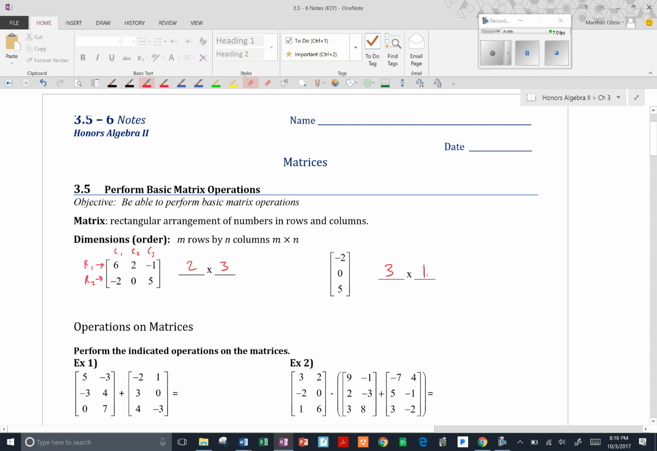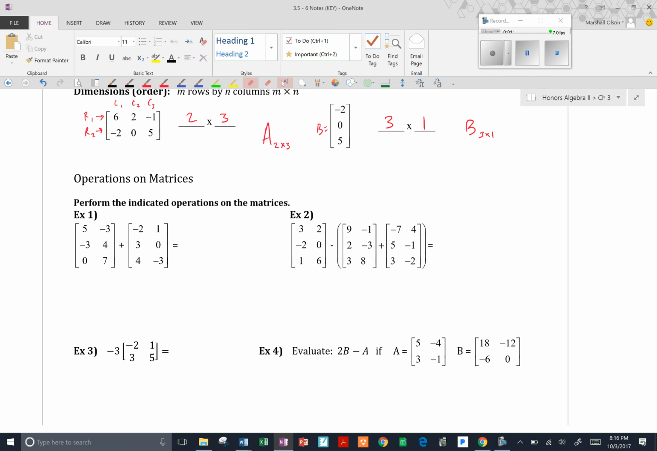Another way that we'll give the dimensions is by calling the matrix a letter. A lot of times we'll just generically use A. We always use a capital letter for matrices. And then we'll just subscript the dimensions, 2 by 3 here. Maybe we call this matrix B. Therefore, we would say B is a 3 by 1 matrix. Instead of the word dimensions, you'll also see the word order used as well. The order of the matrix is its rows by columns.